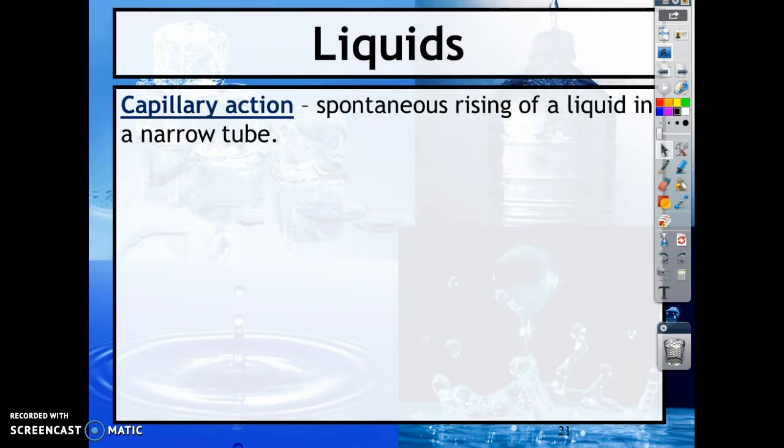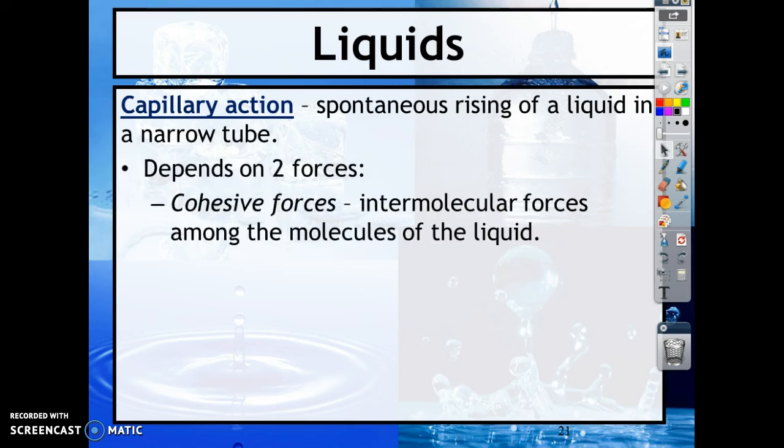In addition to that, we have what we call capillary action. Well, if you think about capillary, you might think about your body. You have capillaries in your body. If you've ever broken a capillary in your eye, you get the little red lines. It's essentially a narrow tube that holds a liquid. So capillary action is what we call the spontaneous rising of a liquid in a narrow tube, and it depends on 2 things. The first is what we call cohesive forces.